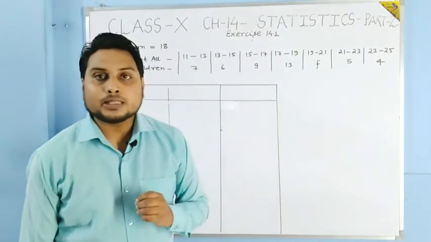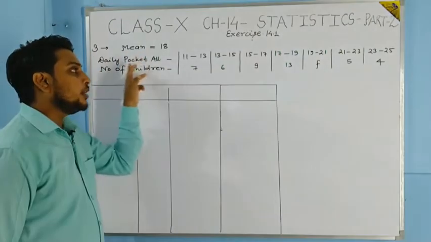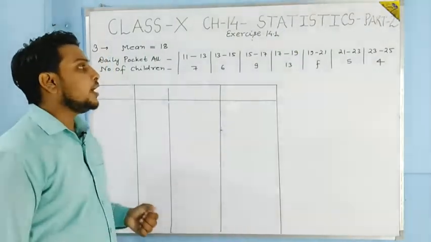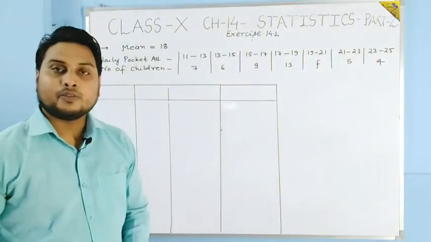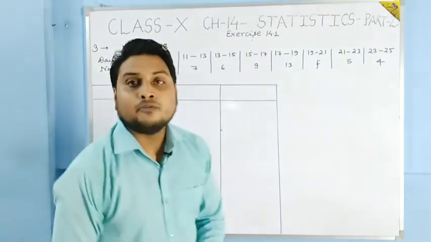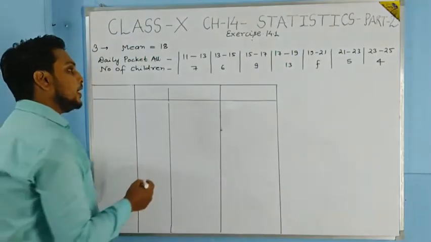And one more thing, it is given in the question that the mean of these data is 18. So we have to find the value of f. So how will we find the value of f, students? Let us see. Again, we will apply direct method here.